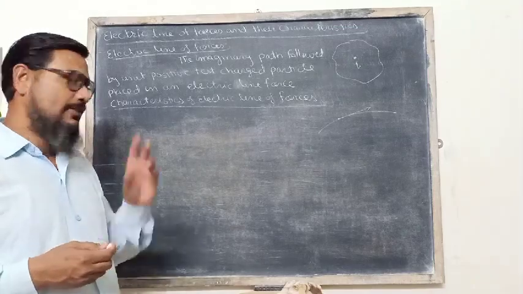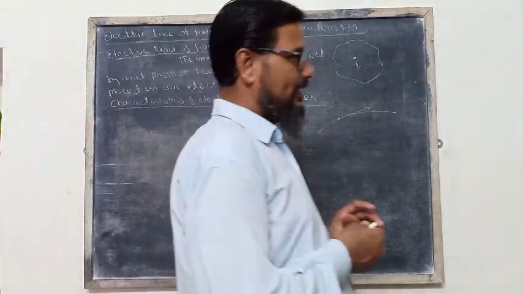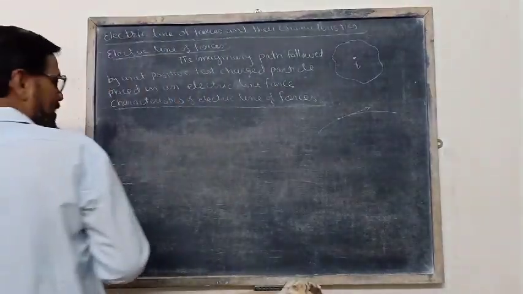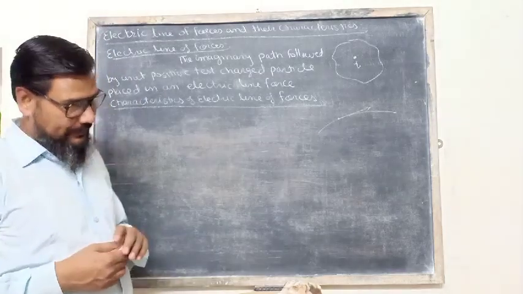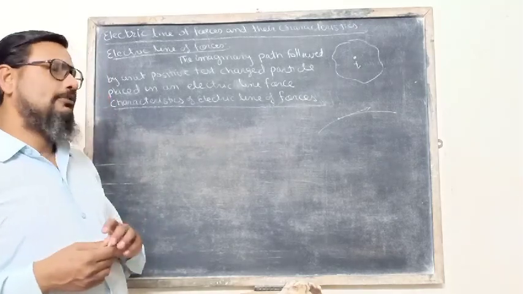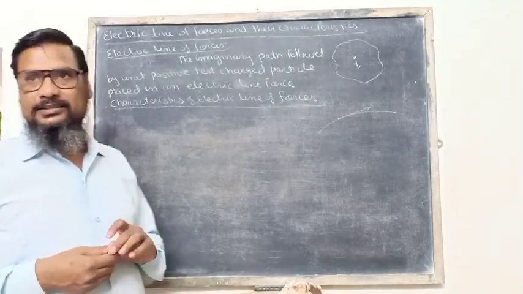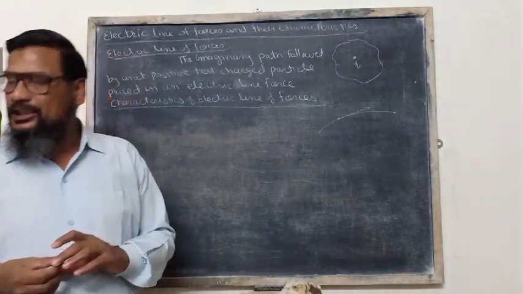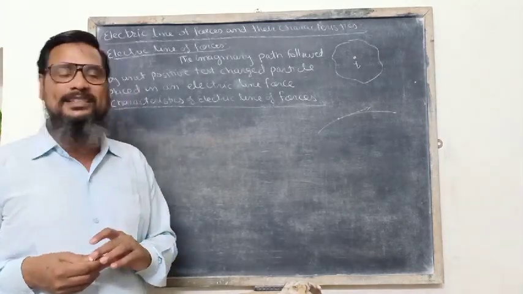First one, electric lines of force are perpendicular to the surface of a charged conductor. Second one, greater is the density of electric lines of force, greater will be electric field intensity, and vice versa. The third characteristic of electric lines of force is that they are curves on which a tangent drawn at a certain point gives the direction of electric field intensity at that region.